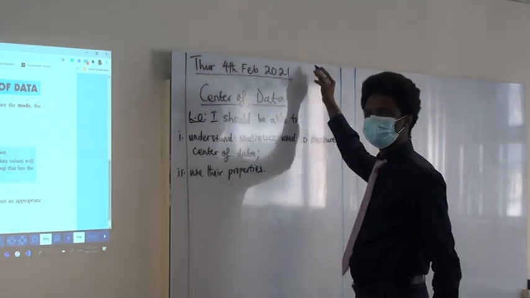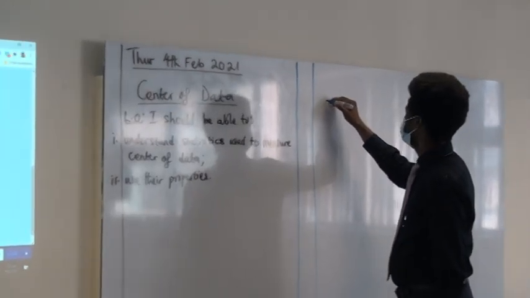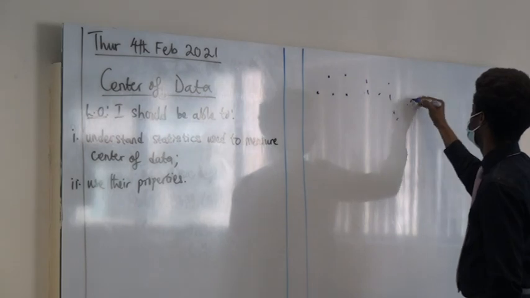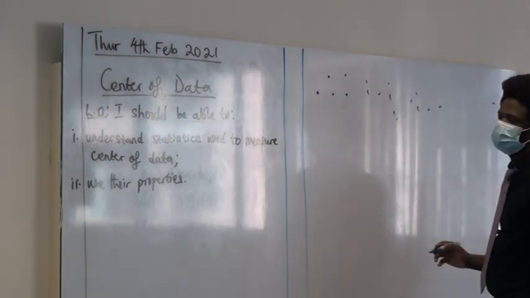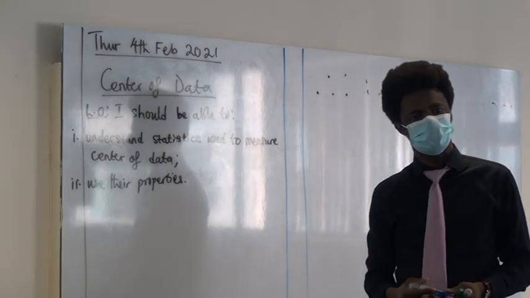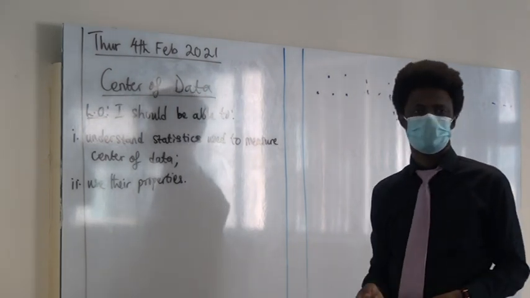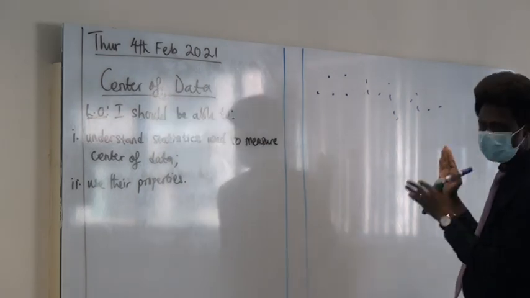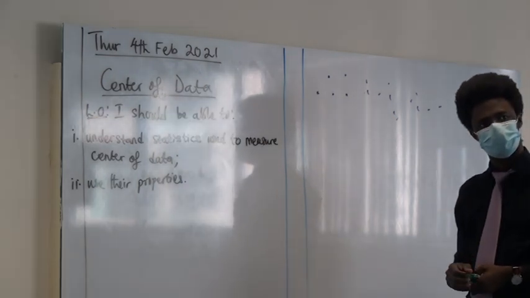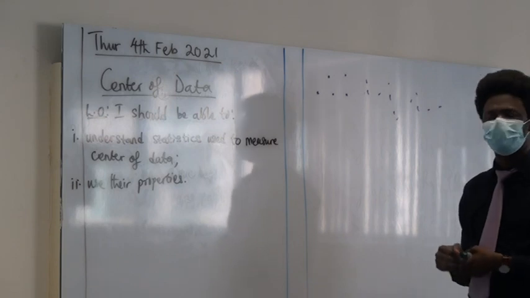If you have a set of data and it goes on up to maybe here, these statistics, the mean, median, and the mode, or averages, are used to measure where is the center of this distribution. Okay? The center of that distribution.